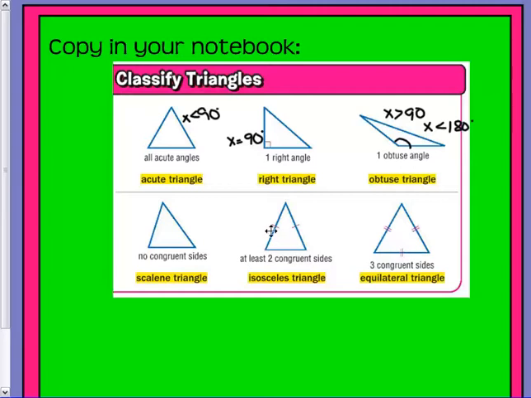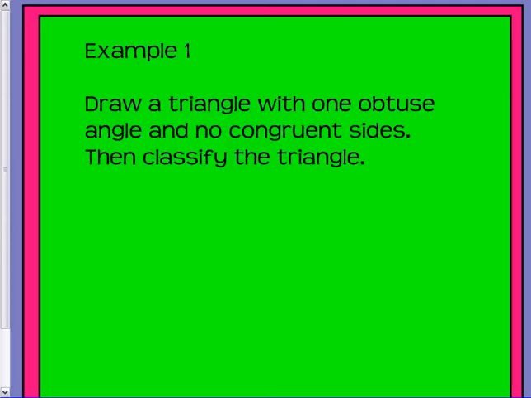An isosceles triangle has two congruent sides. In an equilateral triangle, all the side lengths are the same. So make sure you have those in your notebook. Okay, so draw a triangle with one obtuse angle and no congruent sides, then classify the triangle.